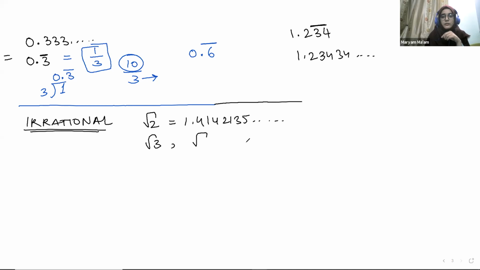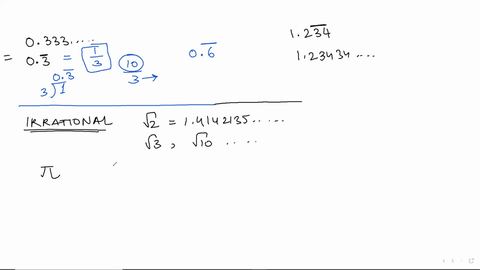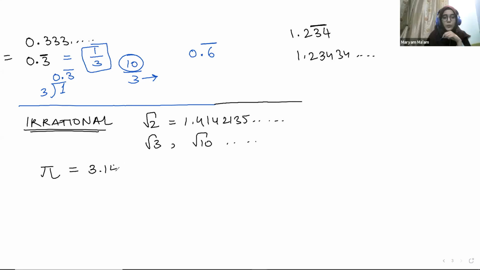Root 3, root 10. What about pi? Yes, ma'am. Pi is one of them. Pi is an irrational number. That means it cannot be written as a ratio of two integers. So, does anyone remember the value of pi? Ma'am, 3.14. Right. So it's 3.1415925 and so on. It keeps on continuing. It doesn't just stop at 3.14.